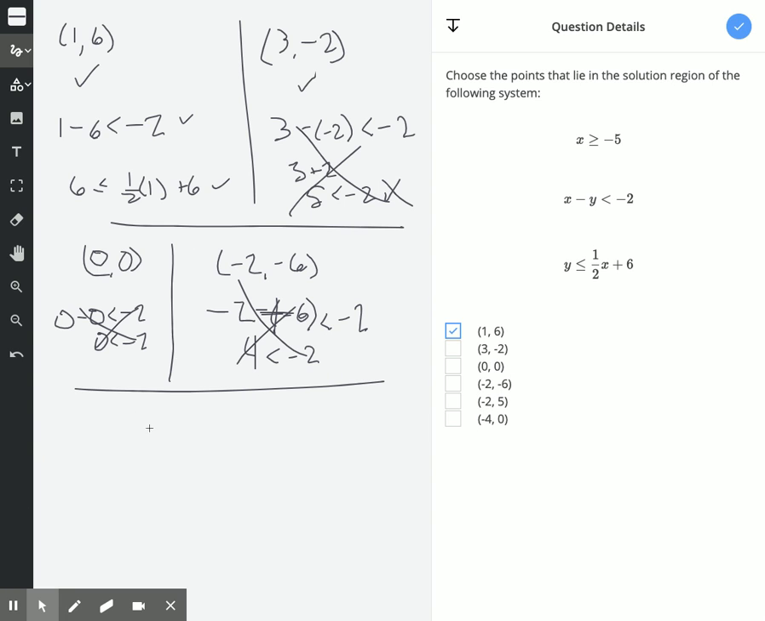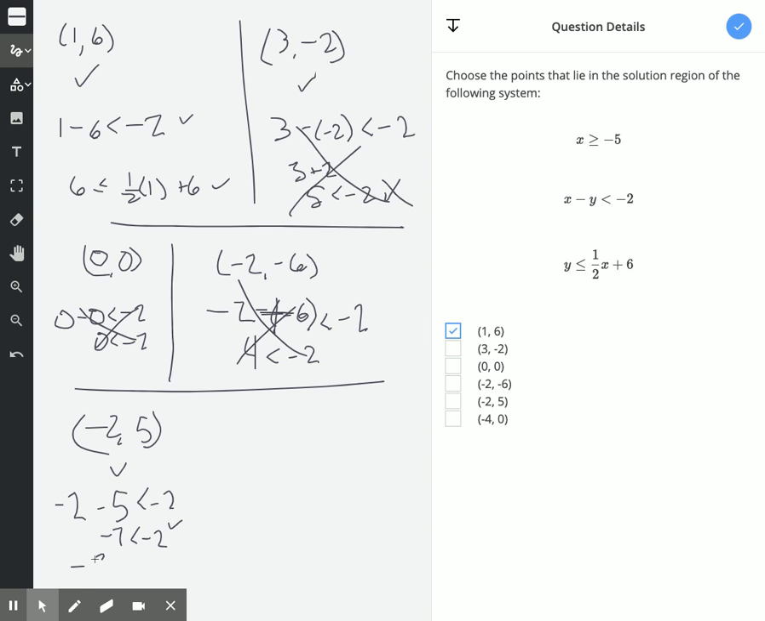All right, let's do -2, 5. Is -2 greater than -5? Yes, that's a big check. And then -2 minus 5, is that less than -2? Well, -7 is certainly less than -2. It's a check. And then I need to check down here.